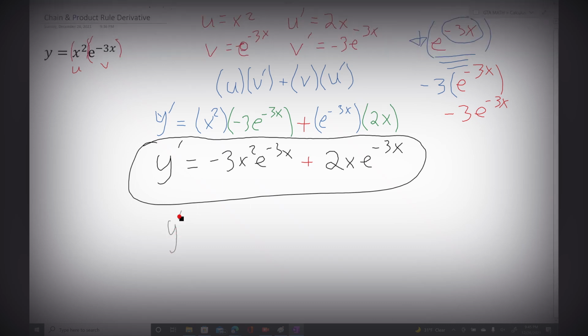So I would say y prime equals, this one is factored out. So I noticed there's an x, there's an e to the negative 3x in both of these, and the constants are different, and we can't factor anything out of this. So that's going to have to stay. So I'm going to rewrite it. I'm going to write this as 2x e to the negative 3x. It doesn't really matter, but I want to have the positive number in the front.